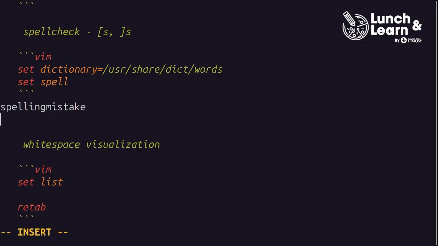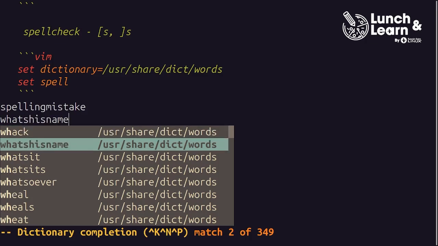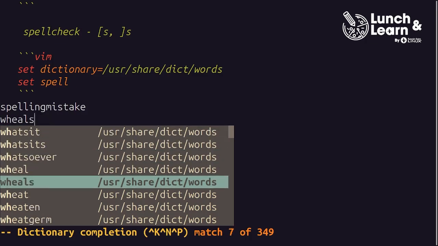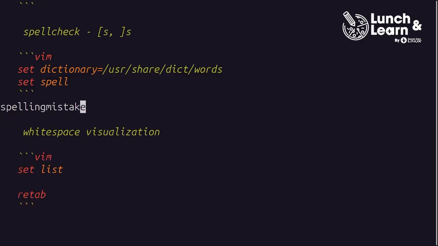Now that we set our dictionary, we can pull in some insert mode completion and get some dictionary completion. I'm writing a word that starts with WH, and I complete from my dictionary. "Whatsisname", I guess, is a word. So nice. I don't know about you, but I love this.